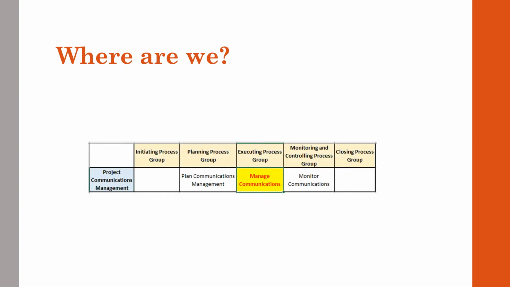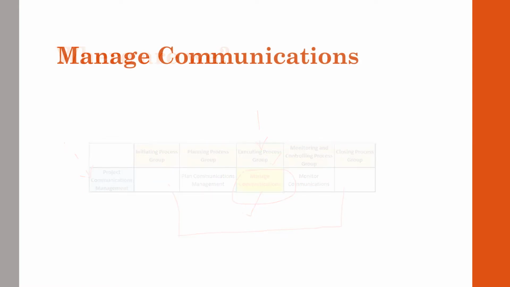So if you're wondering where are we, this is where we are. We are talking about the communications management knowledge area. We are in the executing process group, and manage communications is the process that we are dealing with today. As you can observe, we only have three processes in this knowledge area. We have already covered plan communications management. Today we are covering manage communications, and soon we will be covering monitor communications, the last process of this knowledge area as well. All right, let's move on.